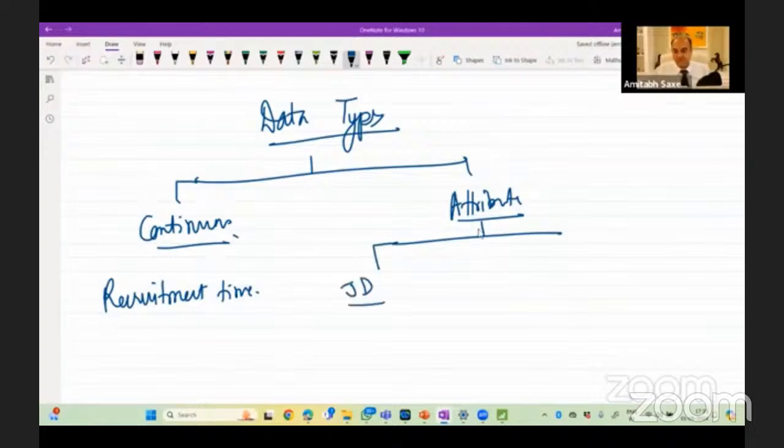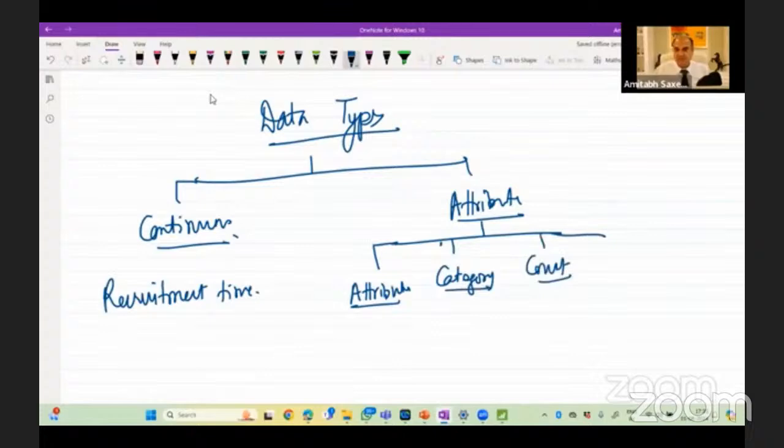So, job description. Okay, let me do it in a stepwise way. The way we learned attribute data, we'll create a category, we'll create a count, and then we'll create a proportion, and then we'll create a percentage.